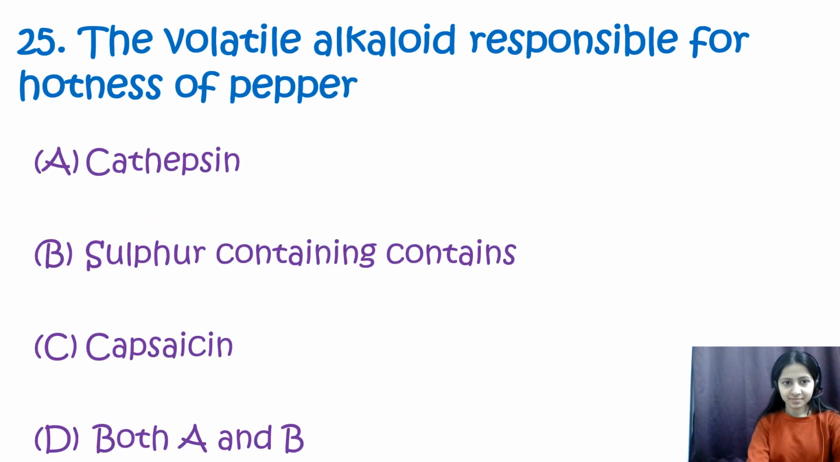Number 25. The volatile alkaloids responsible for the hotness of pepper. A. Capsaicins. Option B. Sulfur containing compounds. C. Capsaicins. D. Both A and B. So the volatile alkaloids which are responsible for the hotness of the peppers is capsaicins. Actually this capsaicin is an active compound which is present in the chili peppers and belongs to the family of capsicums. So here the correct option is option number C, that is capsaicins.